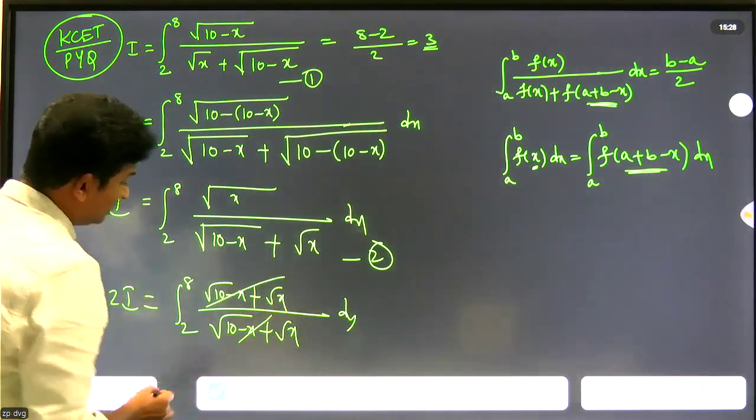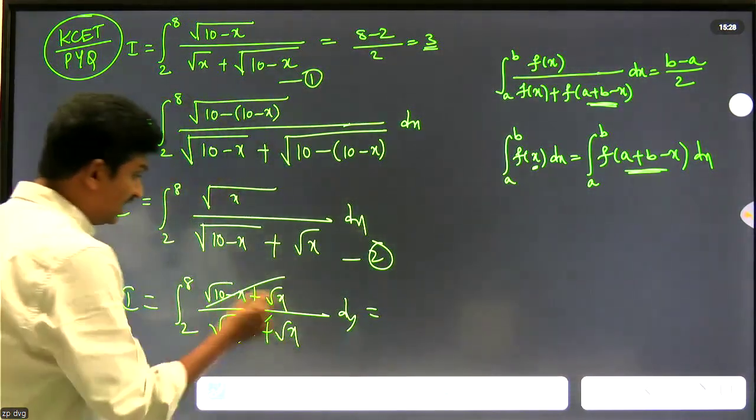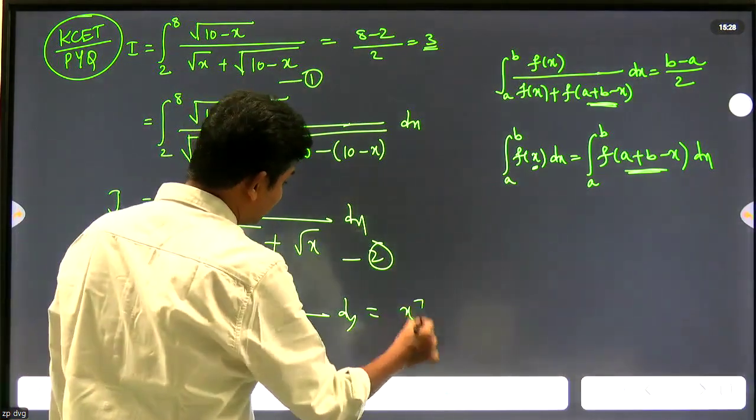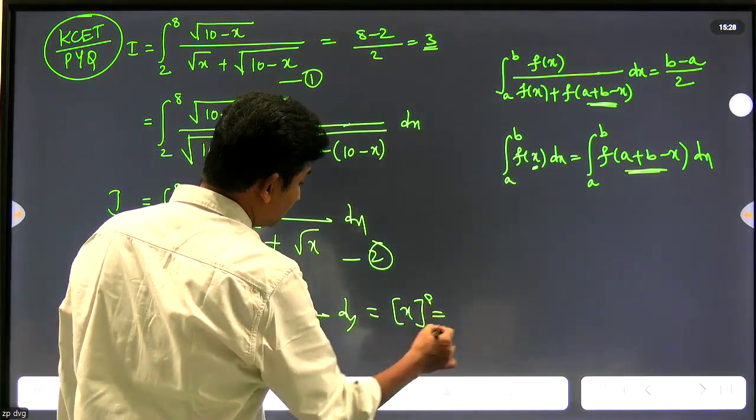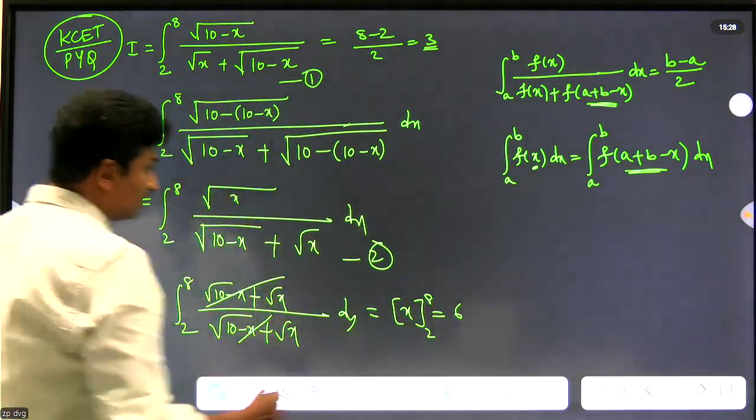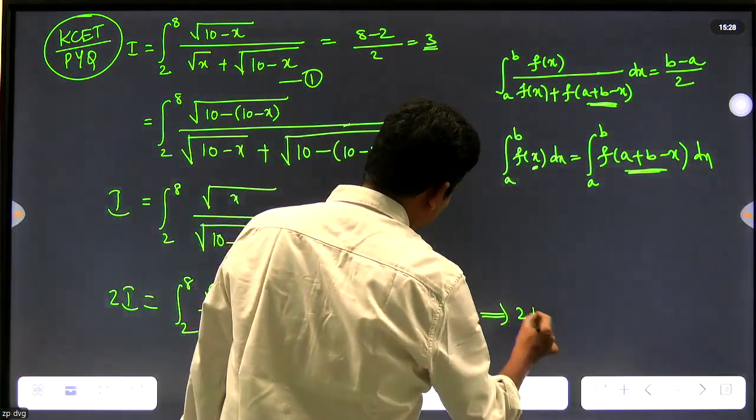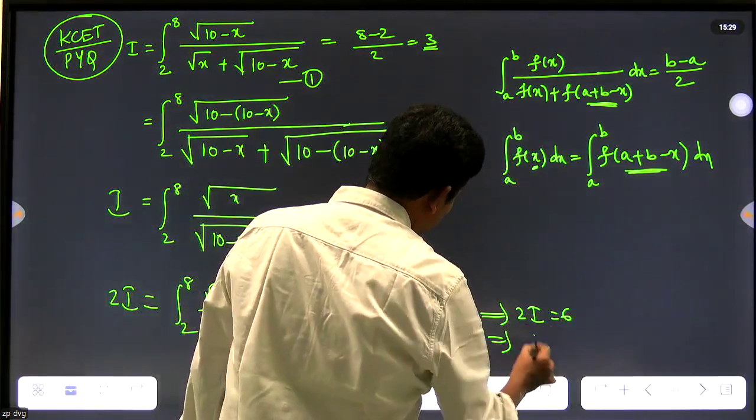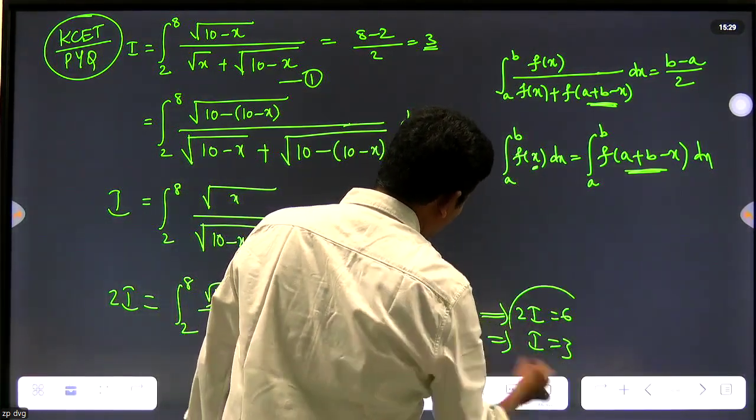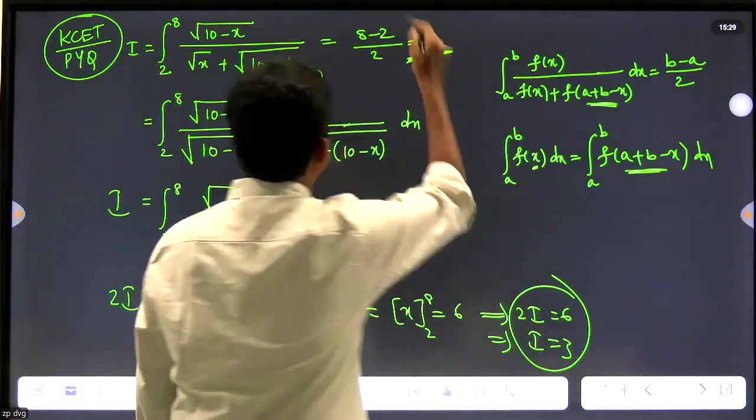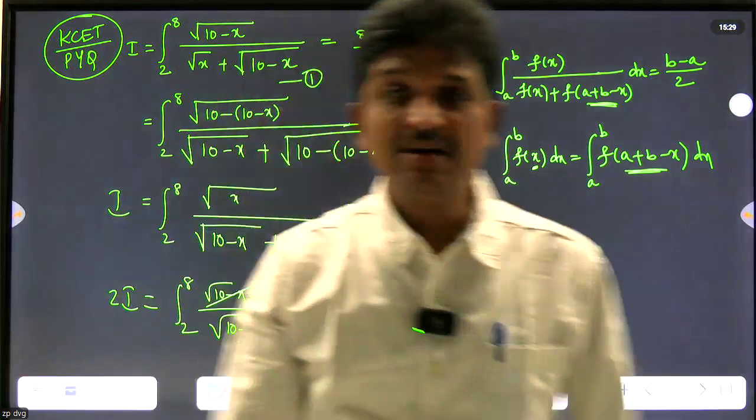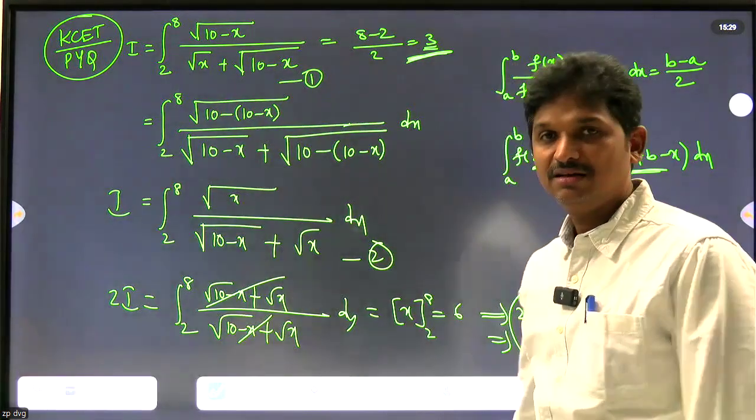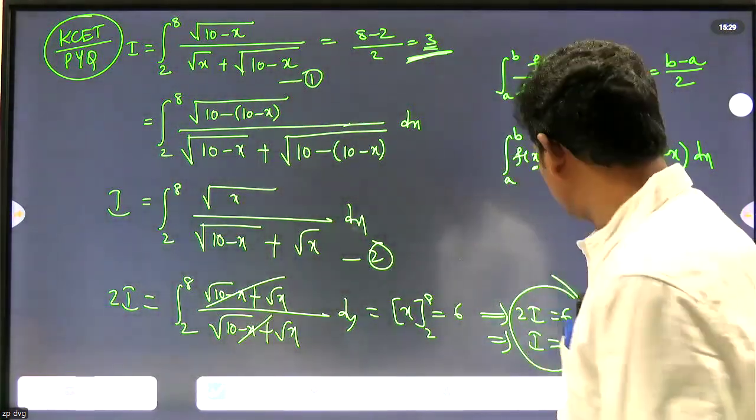Both will get cancelled. What you will get here? 1 dx. Integral of 1 dx is what? X. Limits are from where to where? 2 to 8. Apply the limit, 8 minus 2, 6 you will get. That means what you got from this? You got 2I equal to 6. What is I from this? I is 3. No need to do all these things. See, in a single step, if you identify this problem is of this form, you can write the answer. I hope you understand this.